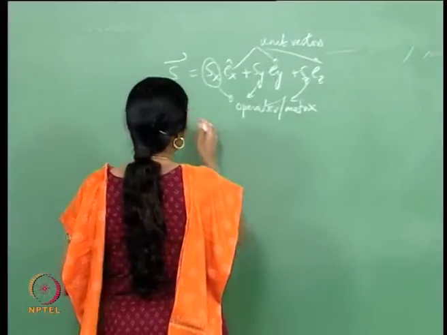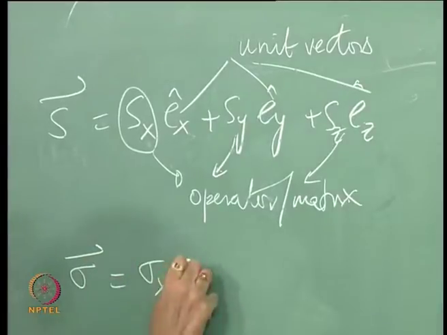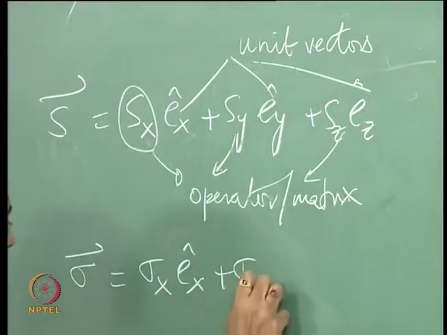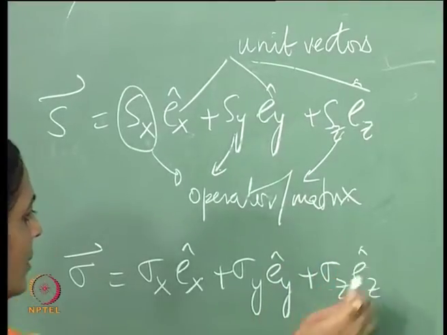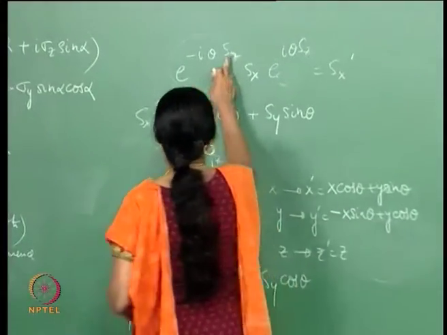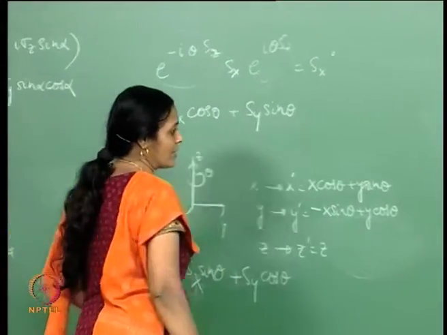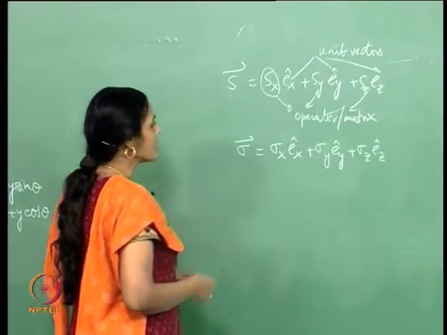In any case, this object S is a vector. To that extent, I can define sigma as sigma x Ex plus sigma y Ey plus sigma z Ez. That too is a vector under a transformation where Sz is replaced by sigma z and so on. The point is the following.